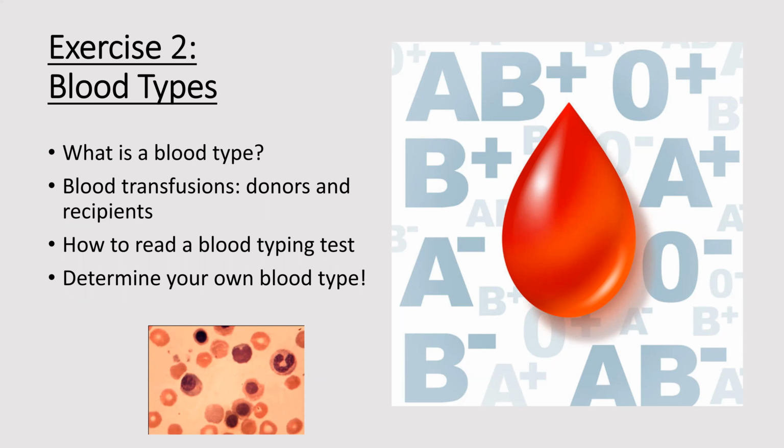So these exercises about blood types go over what a blood type actually is, and then knowing that information in blood transfusions, who can donate blood to who and who can receive blood from who based off of your blood type. And then we're also going to learn how to read a blood typing test. And if this is done in person or you are given the materials to do so, there also might be time to be able to determine your own blood type. If you don't even have the materials, we will still go over how to read the blood type test.